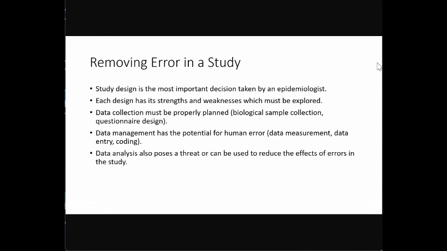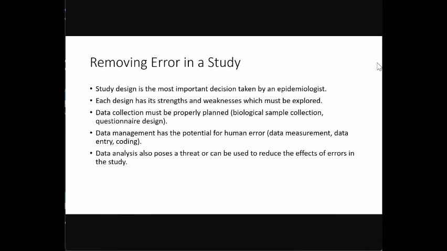So how do we remove errors in studies? We start with the design. Study design is the most important decision to take. When we look at the slide on hierarchy of research studies, I told you the other day that the study design is what determines the hierarchy. Study design determines the strength of evidence produced, the output of any research, right? Whether it is low, weak evidence, moderate evidence or high evidence, is determined by the study design.